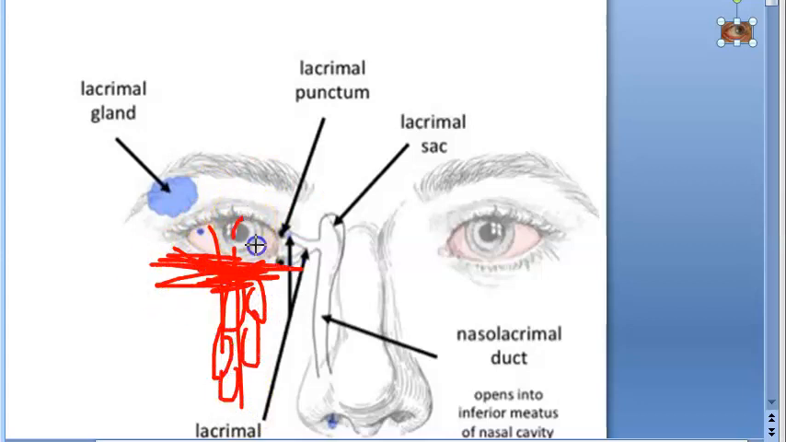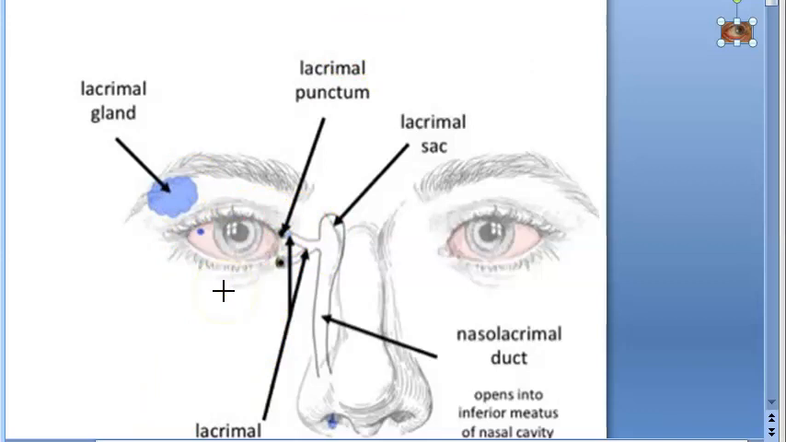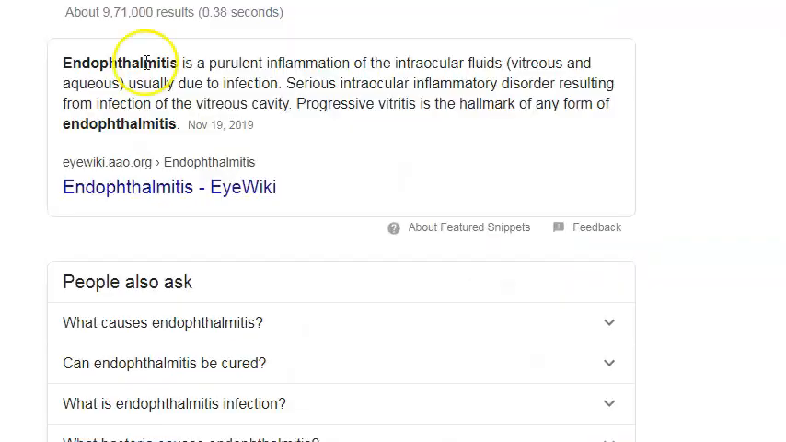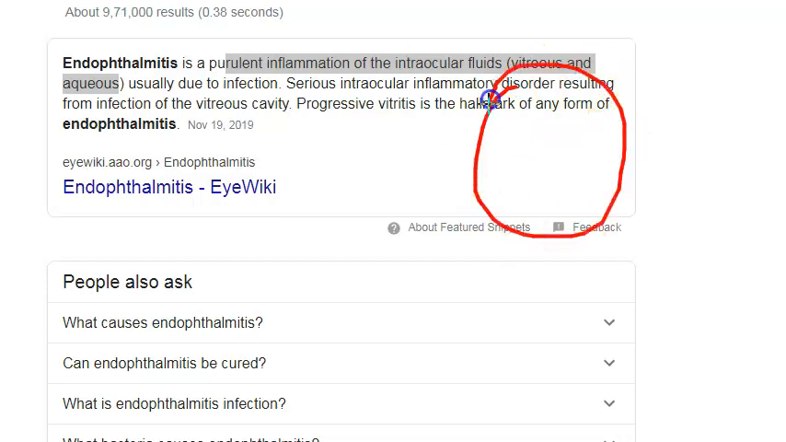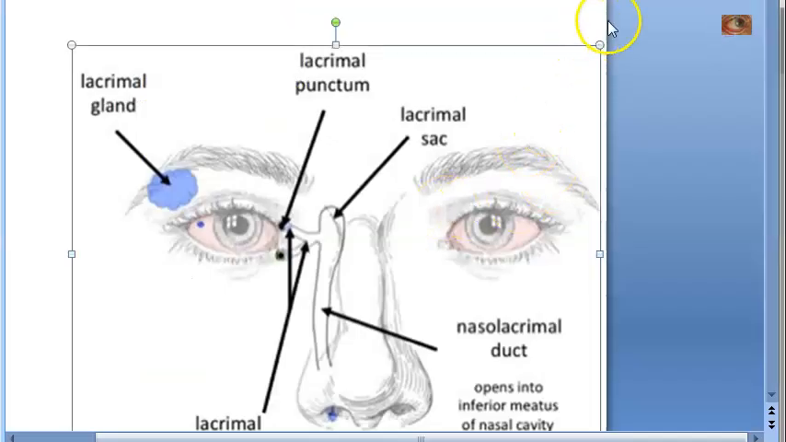Then corneal ulceration will happen. Why will this corneal ulceration happen? Because there will be corneal abrasion, and this abrasion will become ulceration. There is also a high risk of developing endophthalmitis. Endophthalmitis is the purulent inflammation of the intraocular fluids, that is the vitreous and the aqueous. Let us say this is the eye. Before the lens you have the aqueous humor, and after the lens you have the vitreous humor, right? So all these are getting infected. That is endophthalmitis.